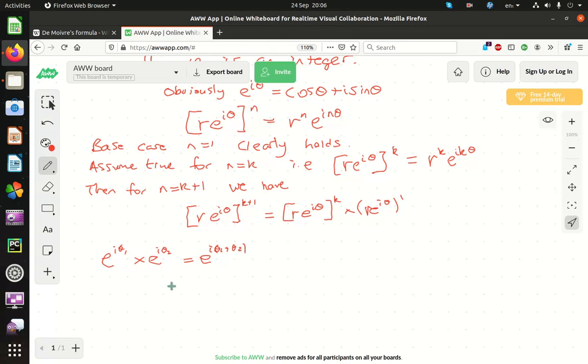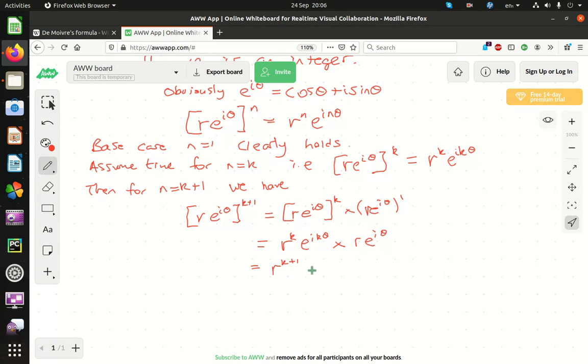So we're absolutely allowed to write (r e to the i theta) to the power of k plus 1 as (r e to the i theta) to the power of k times (r e to the i theta) to the power of 1. That's absolutely fine. And so we can now use our assumed result, which was that this is the same as r to the k e to the i k theta multiplied by r e to the i theta. We can certainly do r to the power of k plus 1 here because r is real, so we've got no problems applying normal index laws there.